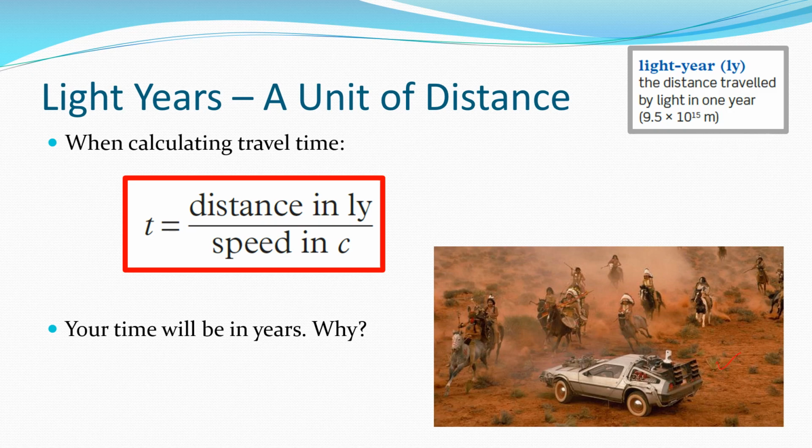So when calculating travel time, time is the distance in light years divided by your speed. And that's just your velocity is distance over time equation rearranged. Your time will be in light years because we want everything in light years. If we're using speed and light years, the only time factor we have in there is years. So this will be in years.